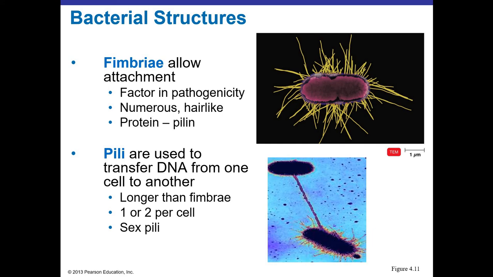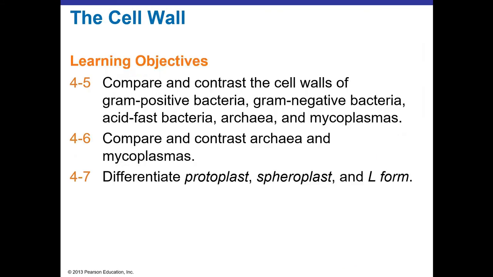Although we do not see sexual reproduction in bacteria, we do see that this gives the organism an ability to get new genes, and that's kind of what sex in eukaryotes is about, generating that genetic diversity. So the next layer is going to be the cell wall.